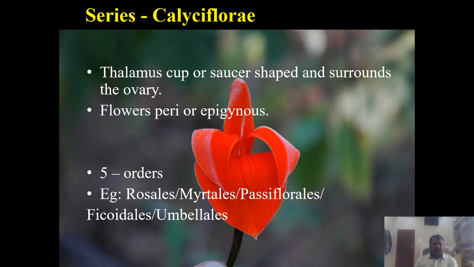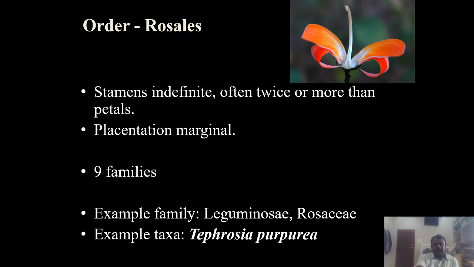Now, the series Calyciflorae, the 3rd series of subclass Polypetalae. Here, the thalamus is a cup or saucer shape that surrounds the ovary. Flowers generally perigynous or epigynous. Now, there are 5 orders recognized in this series: Rosales, Myrtales, Passiflorales, Ficoidales, and then Umbellales.